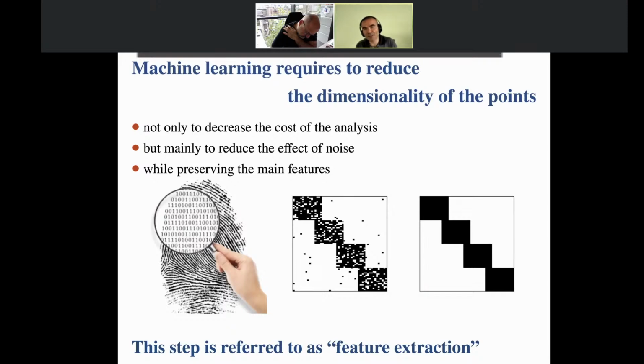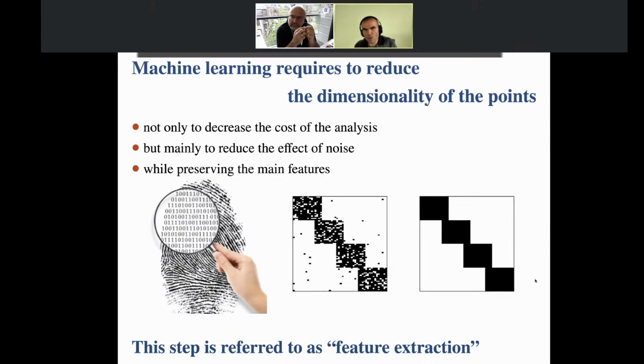One of the things that needs to be done is to reduce the dimensionality of the points. When you have a given material, it can be characterized by very many different features, but what is important is to preserve the most important, the main ones. If you look at the figure here, you see that reducing the dimensionality also reduces the noise. This step of going from a very precise picture with many features to something a bit rougher is referred to as feature extraction.